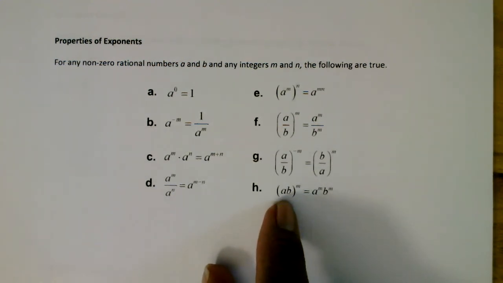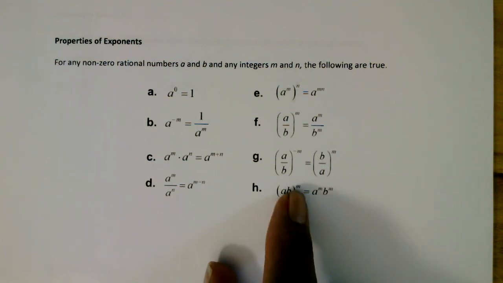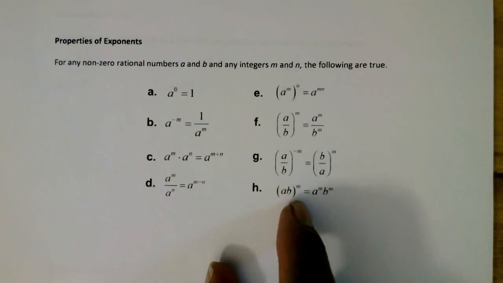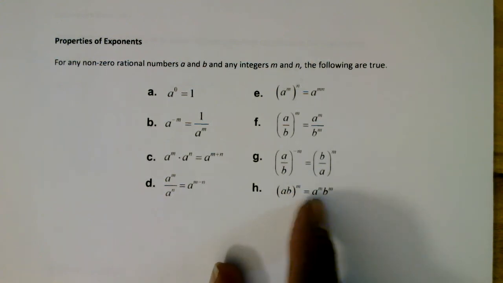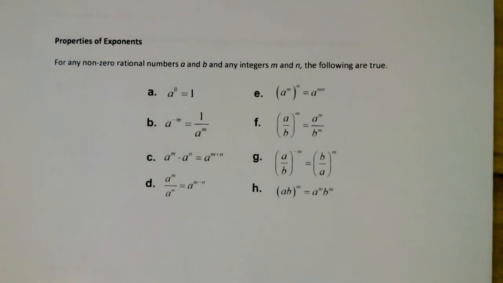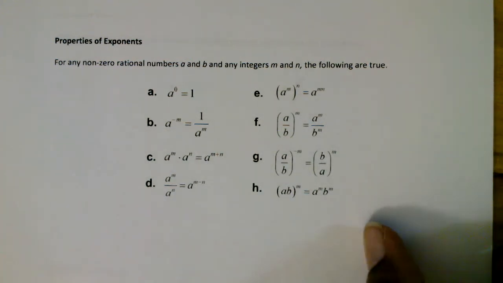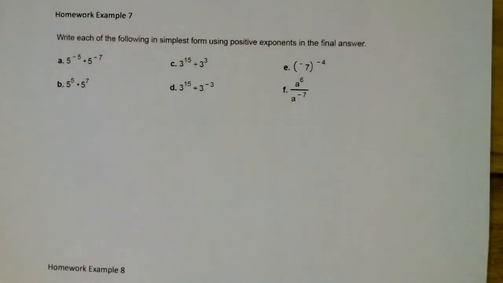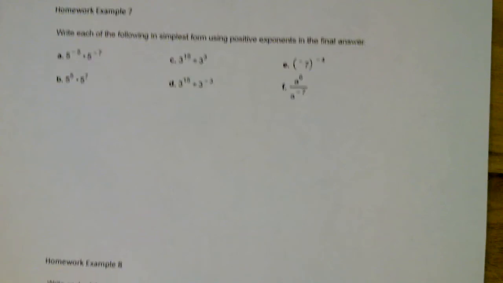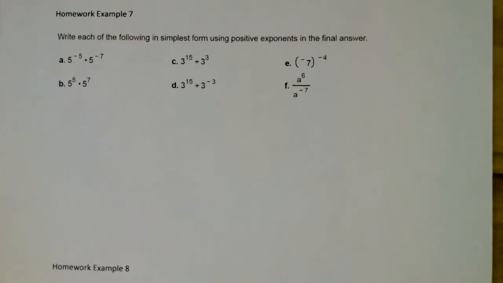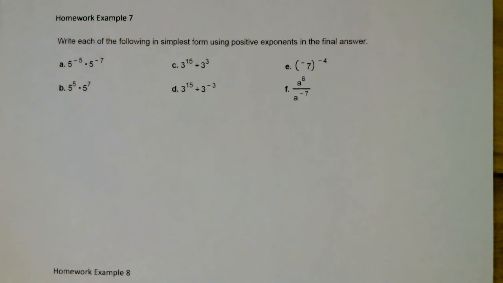And then in part H, we're raising a product of two terms to a power. Each one will be raised to that power. That a will be to the power of m, and b will be to the power of m. Okay, those are your 8 properties of exponents. So in this homework example number 7, we're going to write each of the following in simplest form using positive exponents in the final answer.